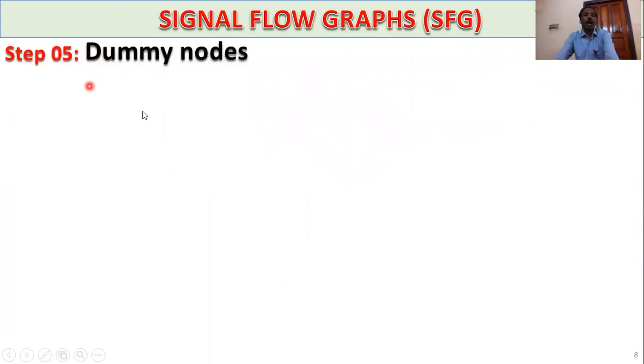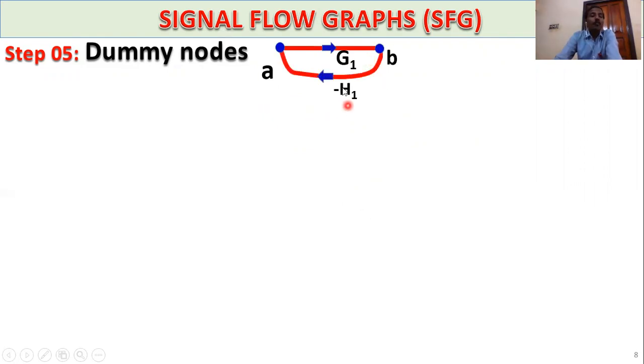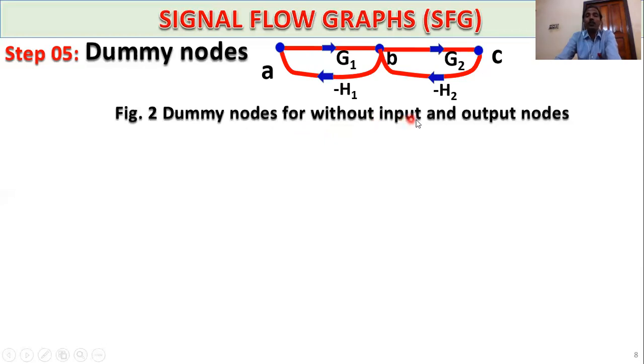So next step, step number 5, basic idea of dummy nodes. What are dummy nodes? Suppose A is one node and B is another node, and the branch AB has gain equal to G1, then the feedback gain is minus H1. Another branch G2 and the node C, and the feedback gain C to B is minus H2. Dummy nodes are for nodes without input and output. In this case, no input, no outputs. So this type of node is called a dummy node.